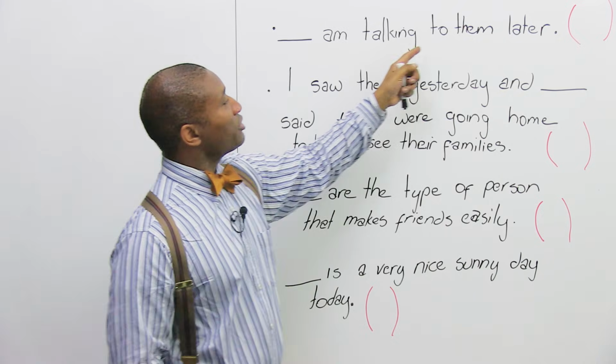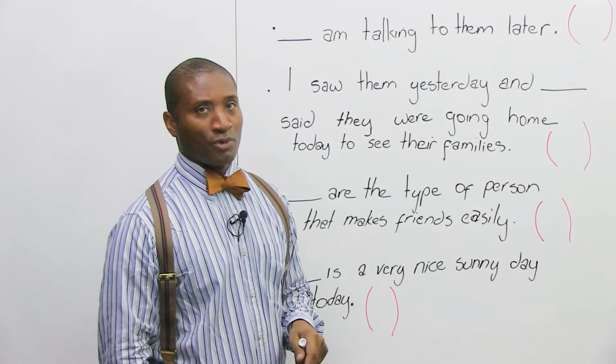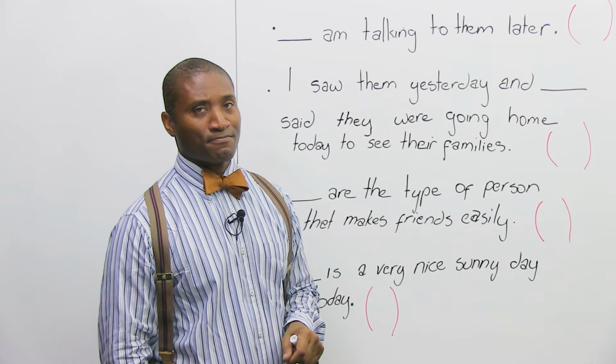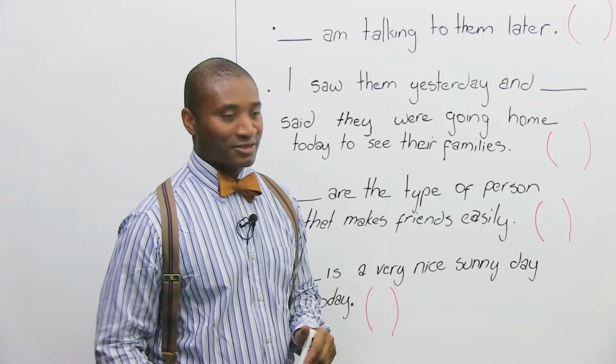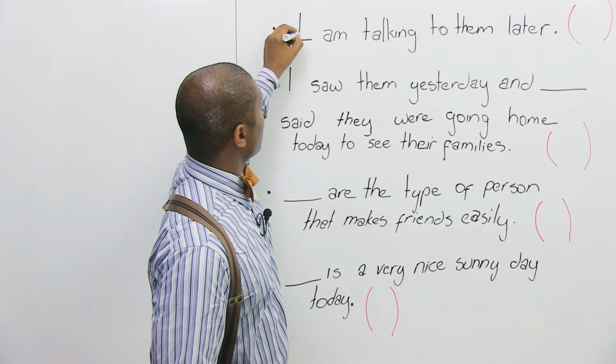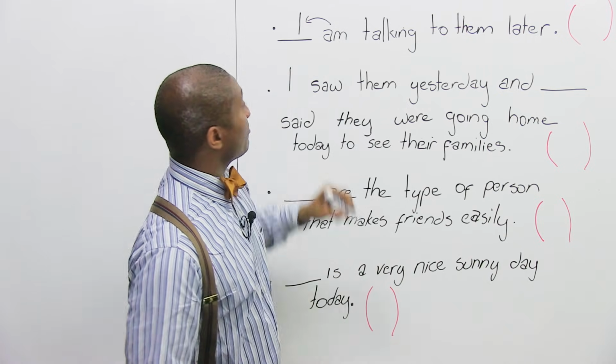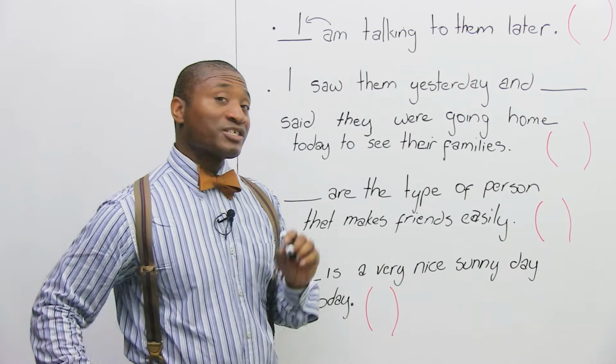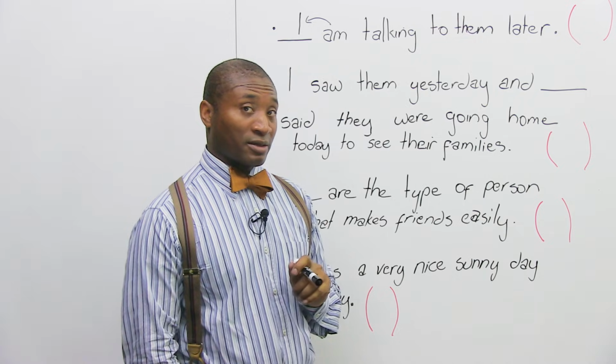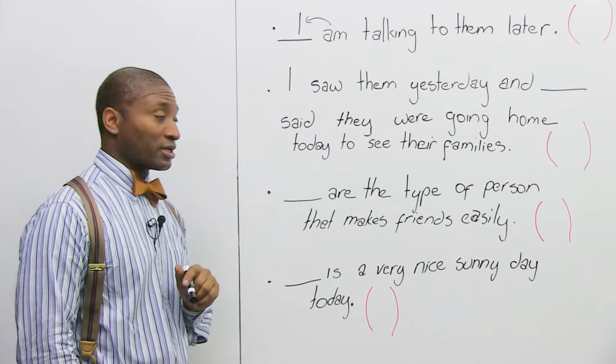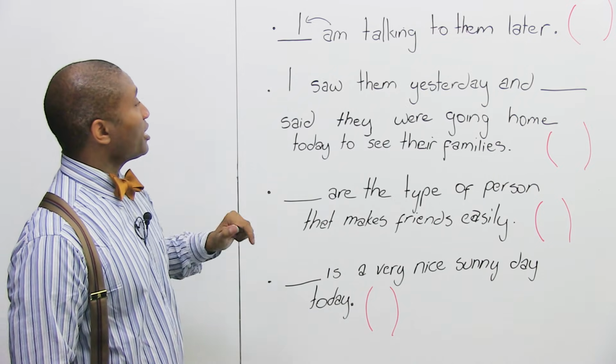Blank am talking to them later. What would that be? Correct. I am talking to them. We know this because the am is there. So that means the subject is speaking. Okay, the subject is speaking. How about the next one?